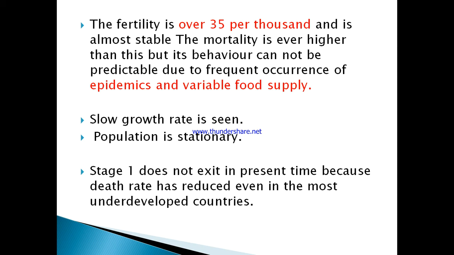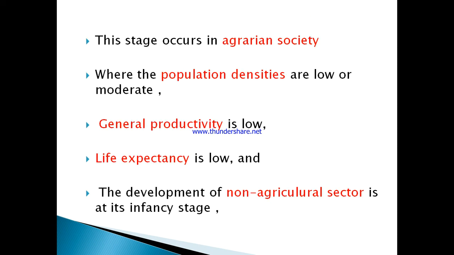The mortality is even higher than this, but its behavior cannot be predicted due to frequent occurrence of epidemics and variable food supply. Slow growth rate is seen in this stage, and the population is stationary. Stage 1 does not exist in present time because death rate has reduced even in the most underdeveloped countries.